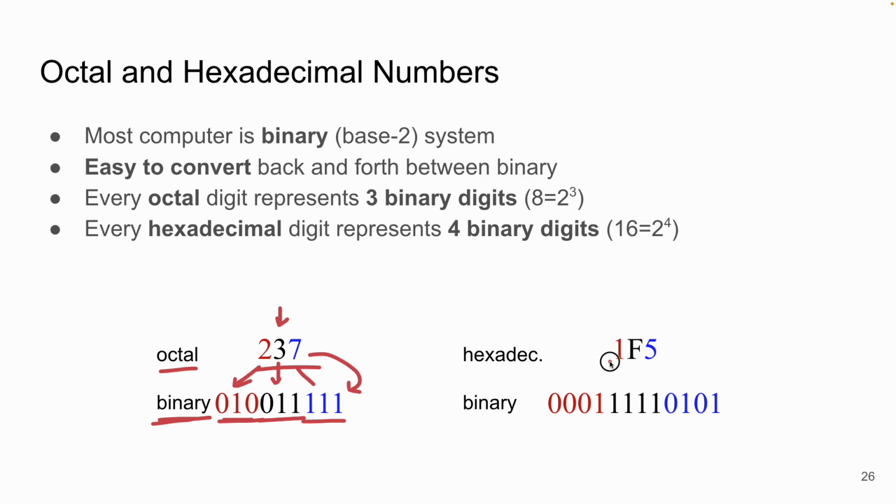And that is the same for the hexadecimal number here. I use the same coloring to represent the mapping between the digits in the hexadecimal number and the binary number. Because 16 is equal to 2 to the power of 4, every hexadecimal digit represents 4 binary digits. So that is why it's easy to convert between hexadecimal and binary values.